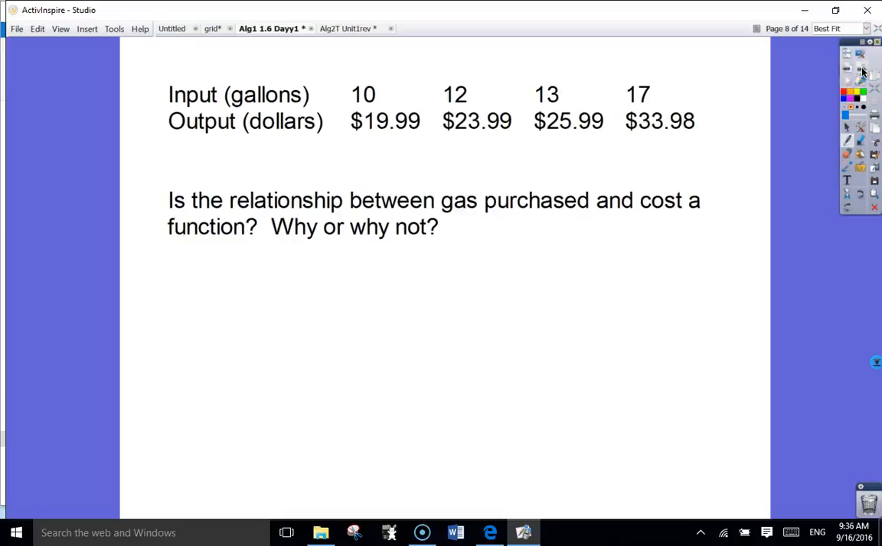So going back to this gasoline thing, was this relationship a function? Okay, so you look at the inputs. Any repeated inputs? No, so that's a function. So you look at it and say, no repeated inputs, therefore function.